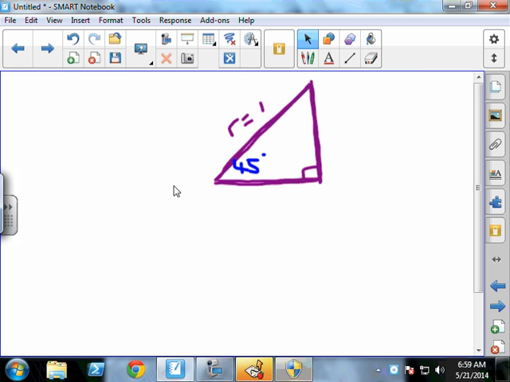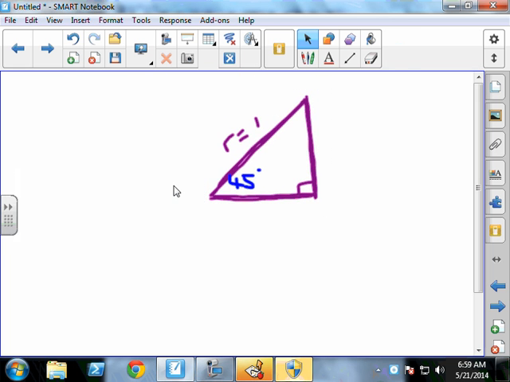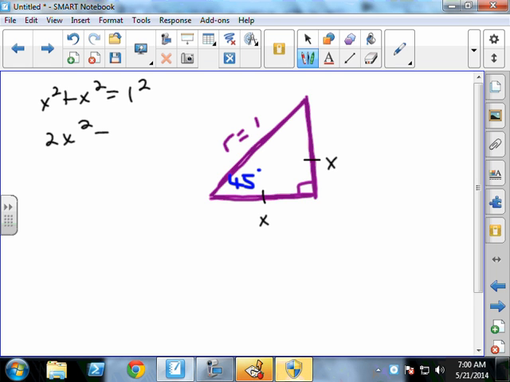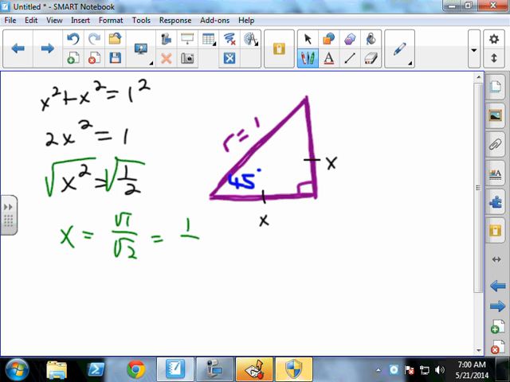So on this triangle, I know what the radius is, and if I had to calculate the lengths of the legs, I don't know what they are. But I do know that they're the same because it's an isosceles right triangle. Let's give it a variable. Let's call it x, and x, okay? So I know by the Pythagorean theorem, x squared plus x squared equals 1 squared. So 2x squared equals 1. So x squared equals a half. So if I take the square root of both sides, I get x equals the square root of 1 over the square root of 2, which is 1 over the square root of 2.